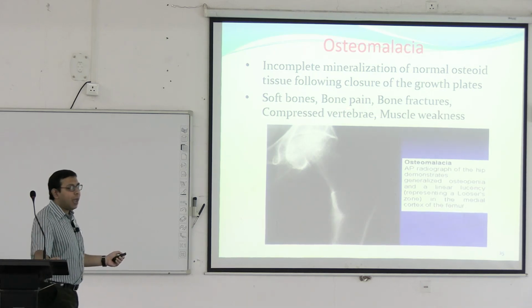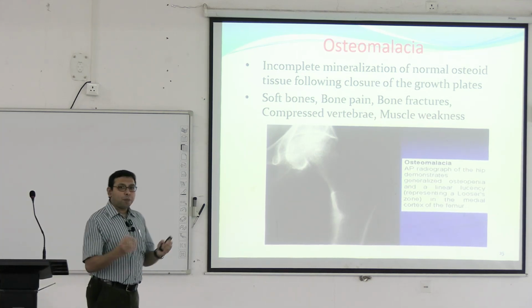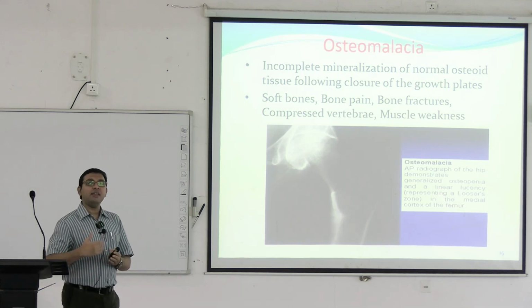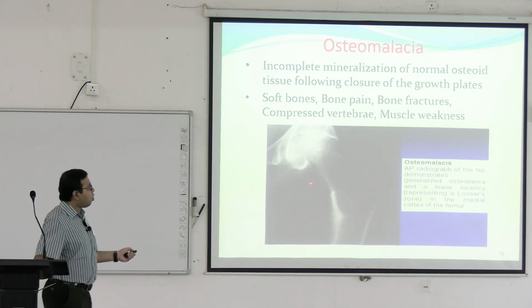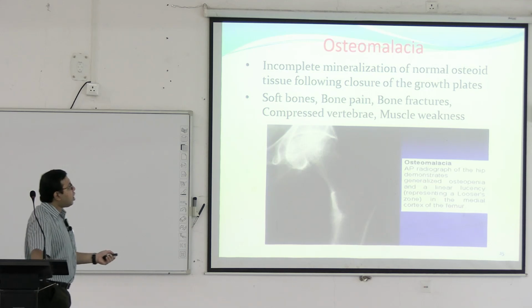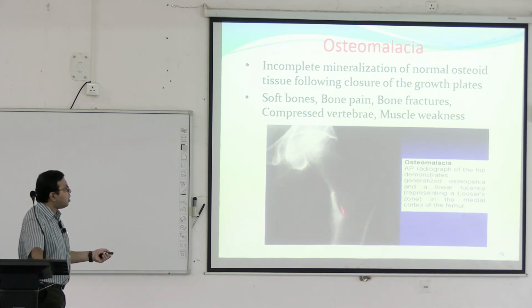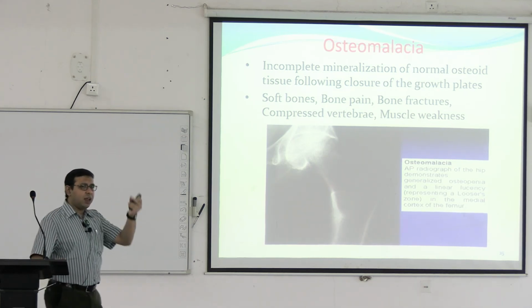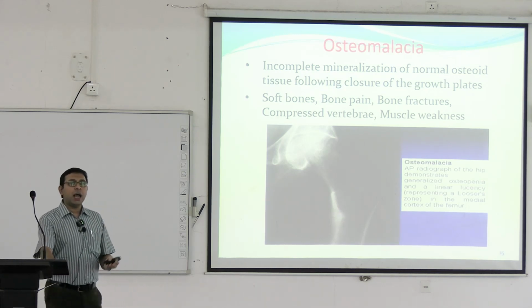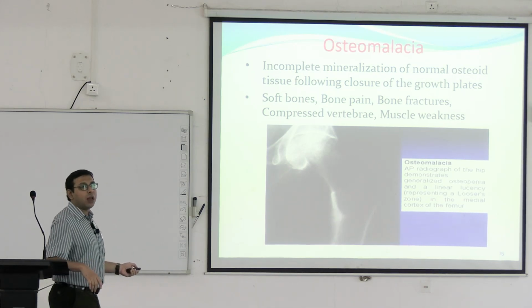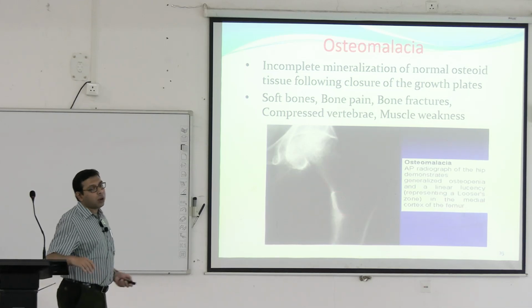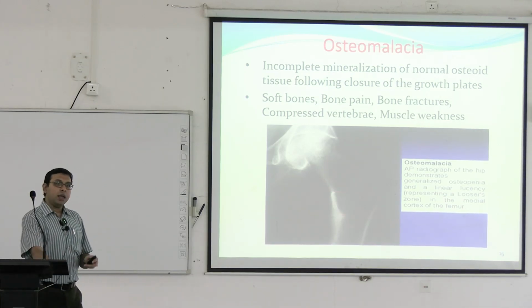Soft bones, bone pain, bone fracture, compressed vertebra, and muscle weakness can happen. Since the growth plate has already closed, the bending or changes in the bones become less apparent in the adult age group. This is a typical sign. When you take an X-ray, the radiograph shows generalized osteopenia and a linear lucency. This is known as Looser's zone, in the medial cortex of the femur. A lucency with a very thin line can be seen. It is osteopenia, very little mineralization. If there is normal mineralization, there will not be such lucency in the bones. This is known as Looser's zone, and it may happen in osteomalacia.